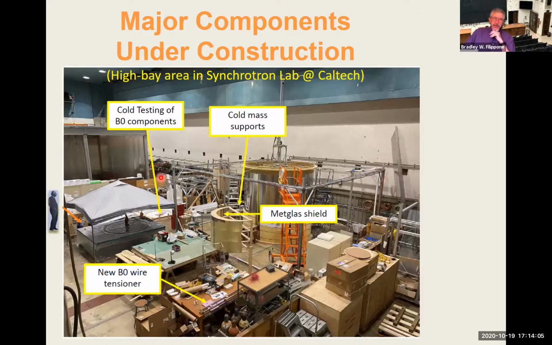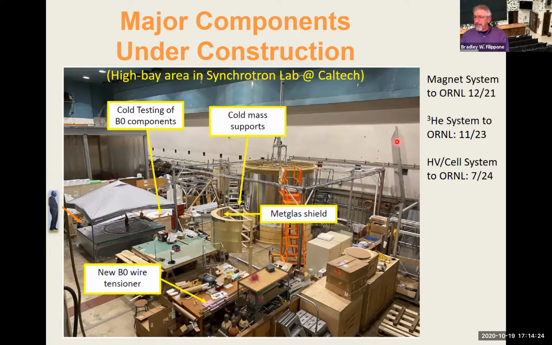Experiments are actively under construction. We're building the magnetic system, magnetic field and cryogenic shield at Caltech. You can see the scale of a person. We have this large high bay area in what's called the synchrotron lab, a synchrotron that turned off in the 1960s. We still call it the synchrotron lab. We will finish our subsystem first and be at Oak Ridge, hopefully end of next year, to start commissioning it. Our system will be commissioned first, polarized helium-3 next, and the high voltage and central cell afterwards. So we won't be able to start data for about 4.5 years.